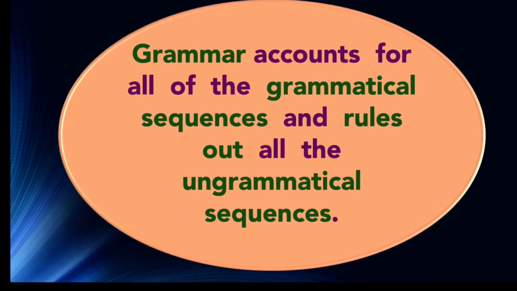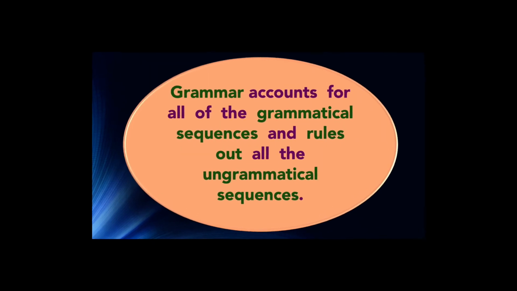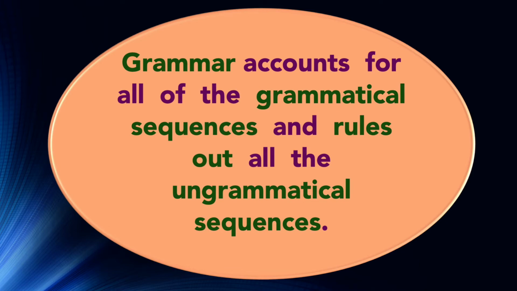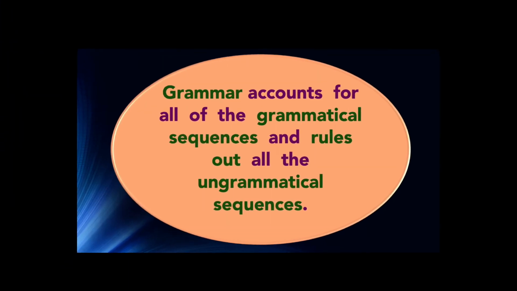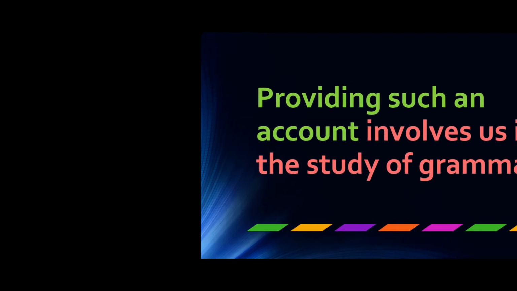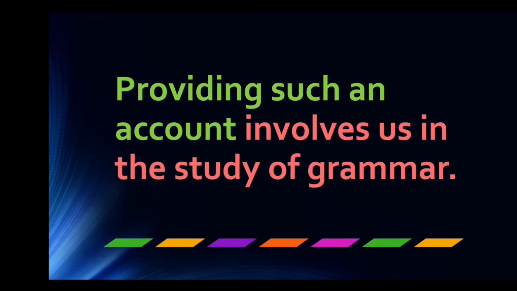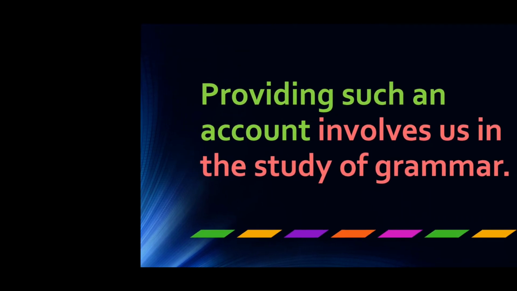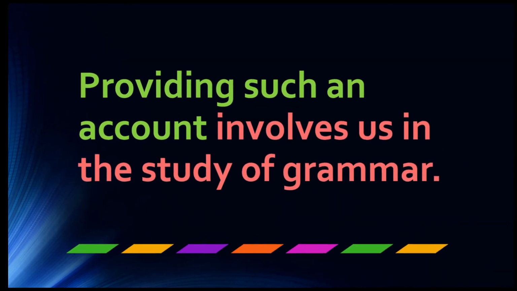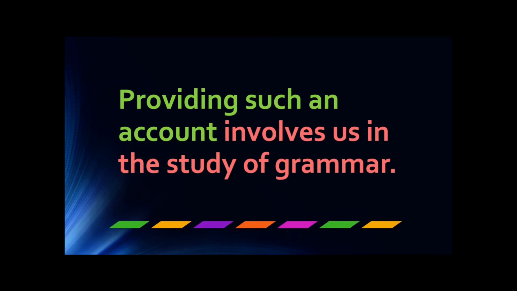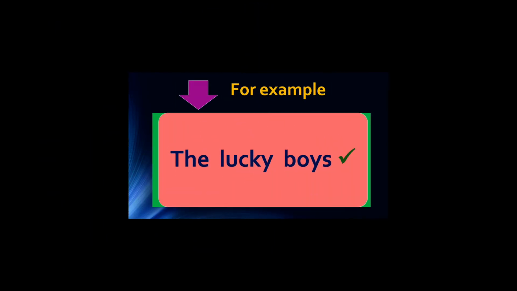Basically, what is language? Language is a system of patterns. We follow certain patterns in the language. So when we follow certain patterns, grammar is all about correct sequences of those patterns and rejects sequences that are not correct. That is the meaning of this point. Go to the next. Providing such an account involves us in the study of grammar, the story of grammatical sequences and ungrammatical sequences. We find all these things in the study of grammar.